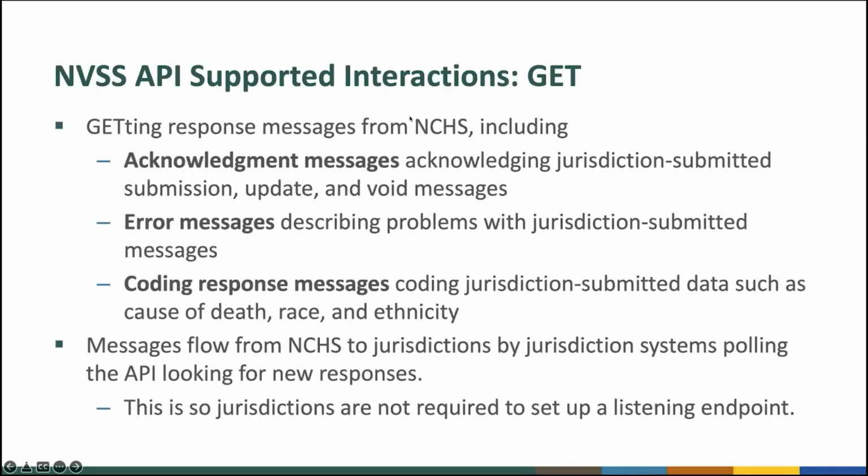So the API supports GET interactions as well. A GET will retrieve, at this time, 3 different types of messages. One is an acknowledgement message. That's basically saying that NCHS has received a jurisdiction submitted record, like a submission or an update or a void. There's also error messages. If a jurisdiction submitted message has some type of problem being processed, an error message can be returned. And then finally, coding response messages. Cause of death information, race information, ethnicity information are all coded by NCHS, and that coding information is returned to the jurisdiction.